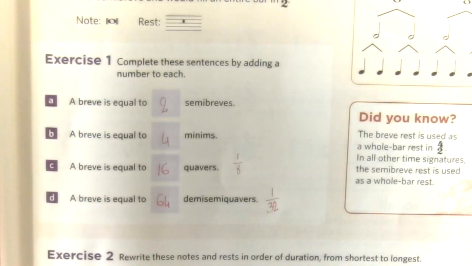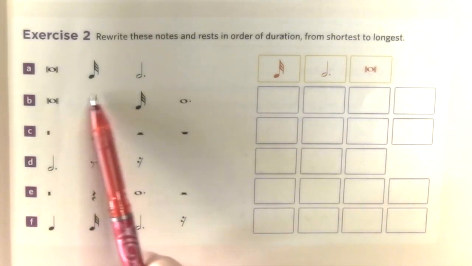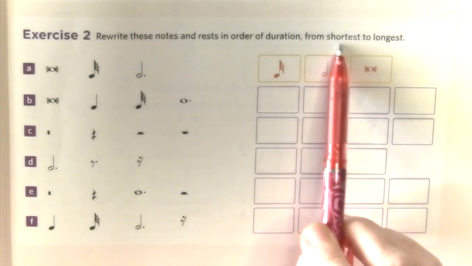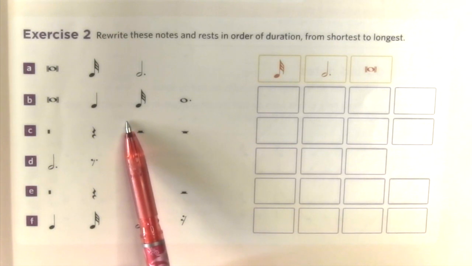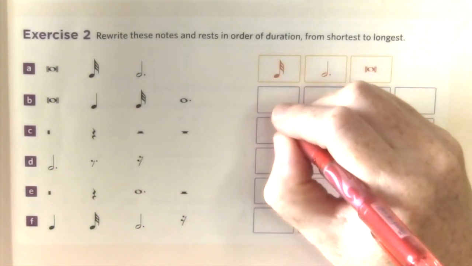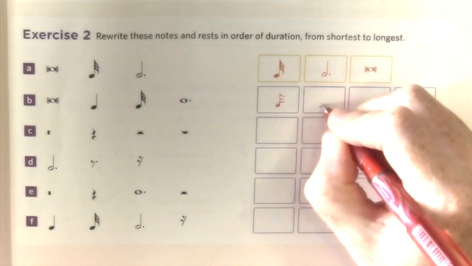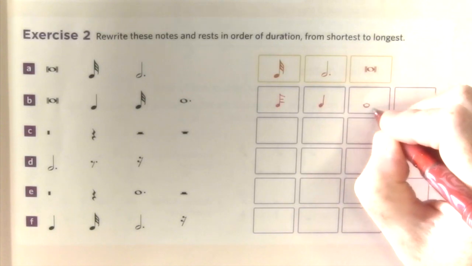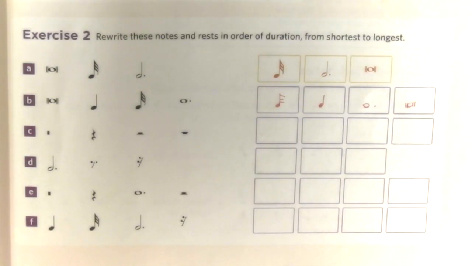Okay, exercise 2. Exercise 2 asks us to rewrite the given notes in order from the shortest to the longest. The more things you have, the shorter the note is. So a demisemiquaver, then a crotchet, then a dotted semibreve, and then a breve. There you go.